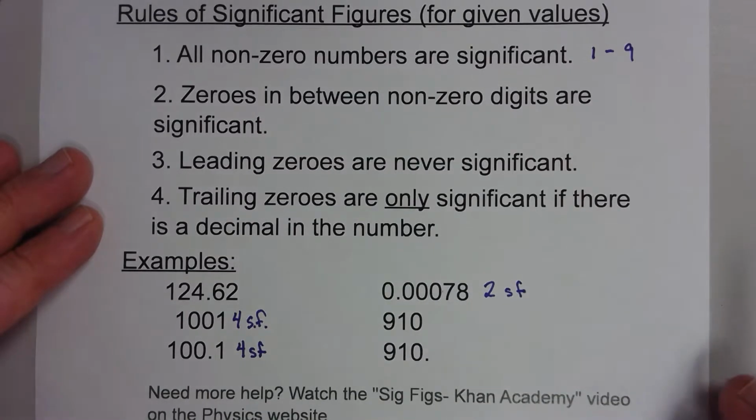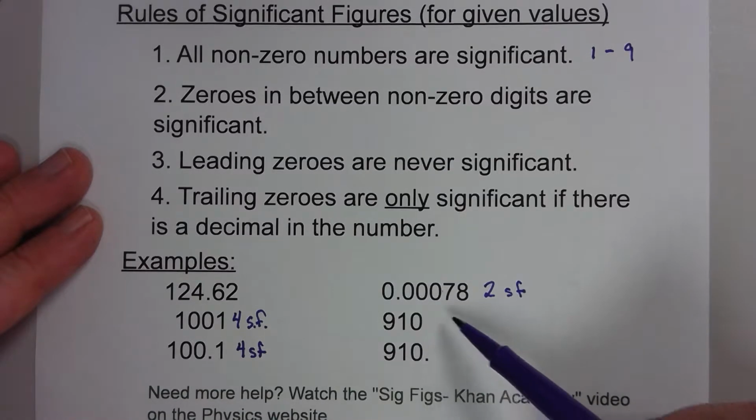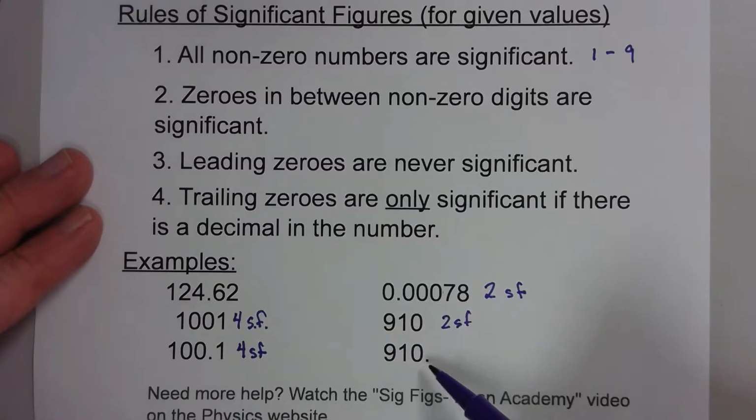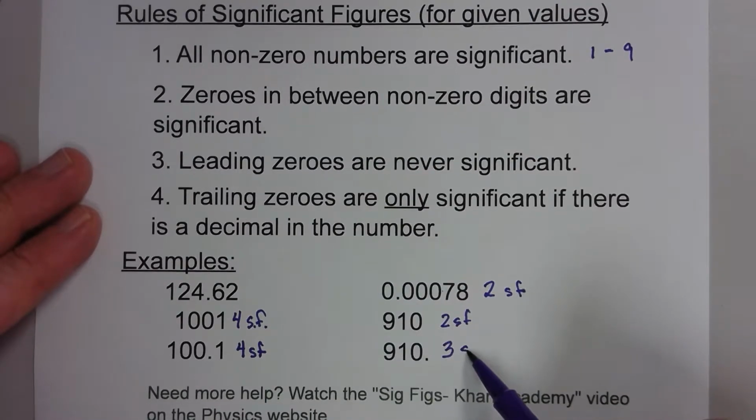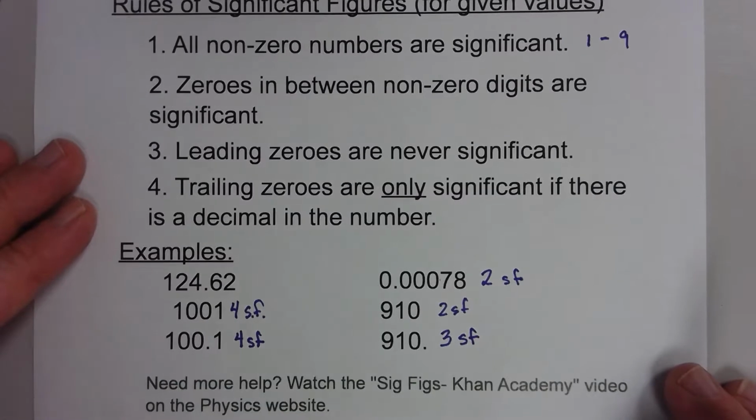Now, trailing zeros are only significant if there's a decimal in the number. So 910 is 2 sig figs, but if we write it with a decimal like this, we are saying we measured the ones of whatever this is, and there weren't any, and to report that we put the decimal place, and now it's got 3 sig figs.